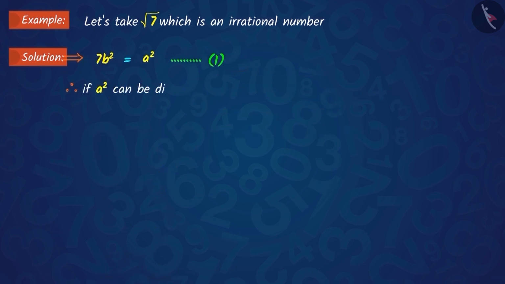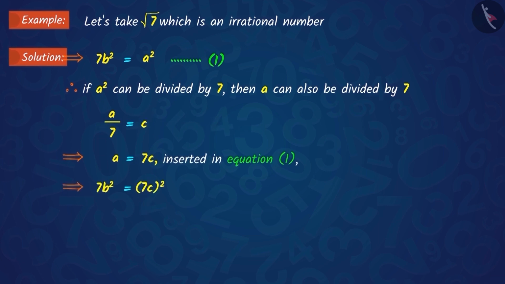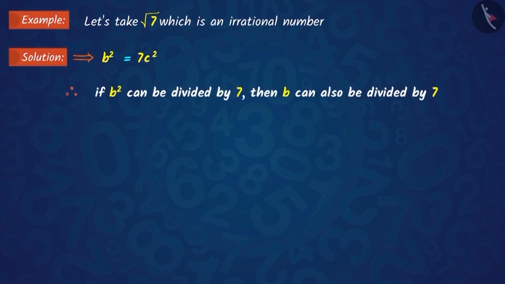That means that 7 divides a square. Therefore, 7 will also divide a. Suppose, when we divide a by 7, we get c as a quotient, where c is an integer. Putting the value of a in equation 1 and solving, we get b square is equal to 7c square. This shows that 7 divides b square. Then 7 will also divide b.